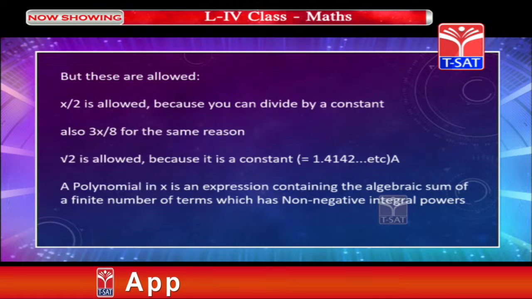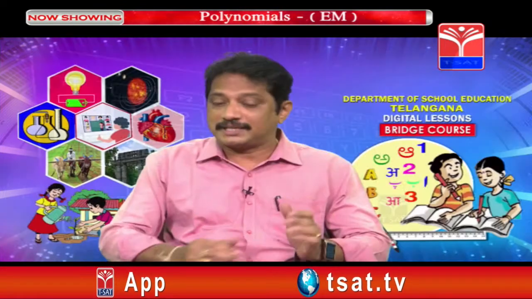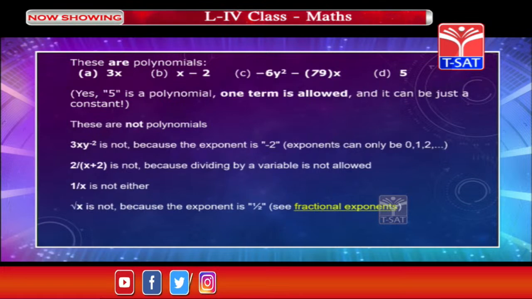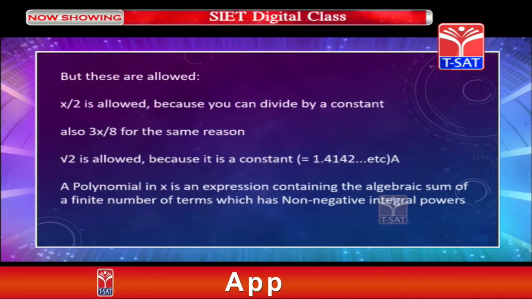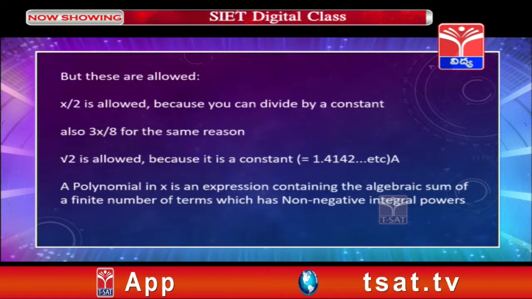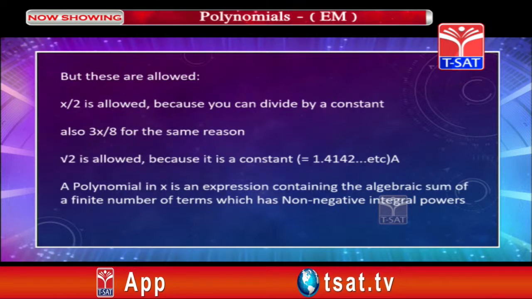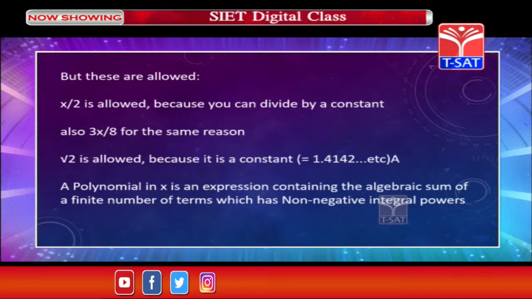Is it clear to understand about the polynomial? Just compare the previous thing and the present thing here. Here 2 by x plus 2 or 1 by x root x, these are not allowed to be considered as polynomials. Am I correct? Okay. When you come to x by 2 or root 2, these are allowed because these are constants or numerical values. So, I come to the conclusion to give a definition.